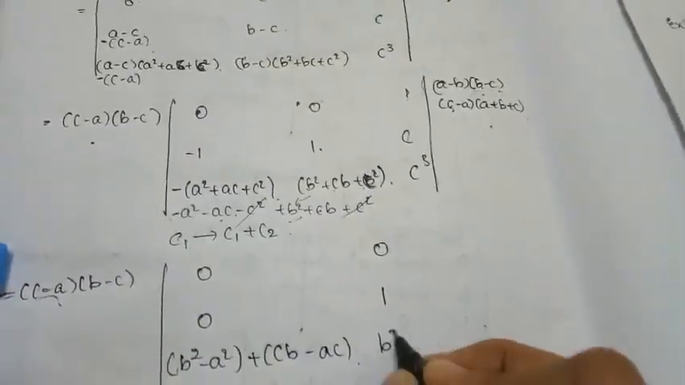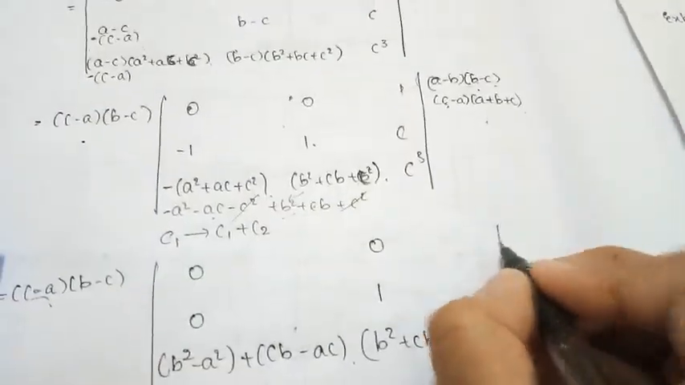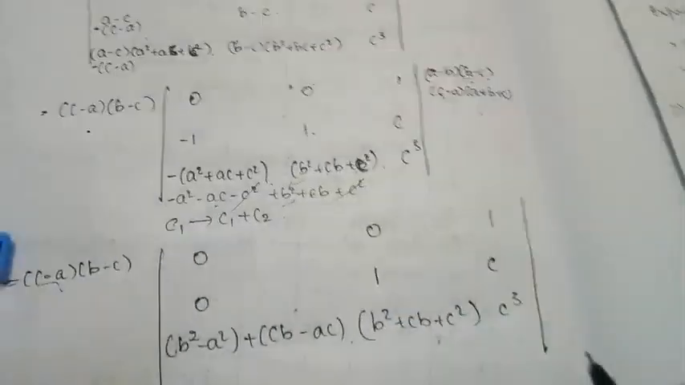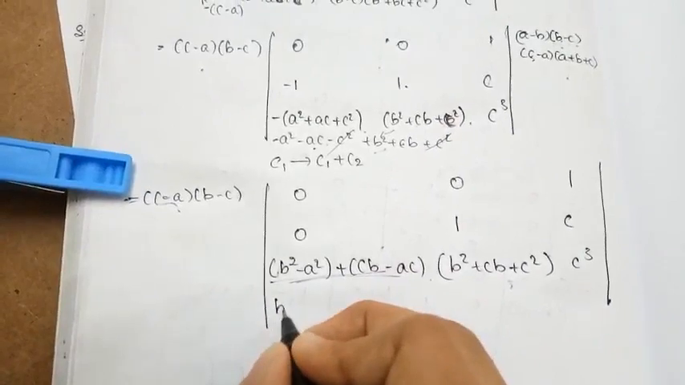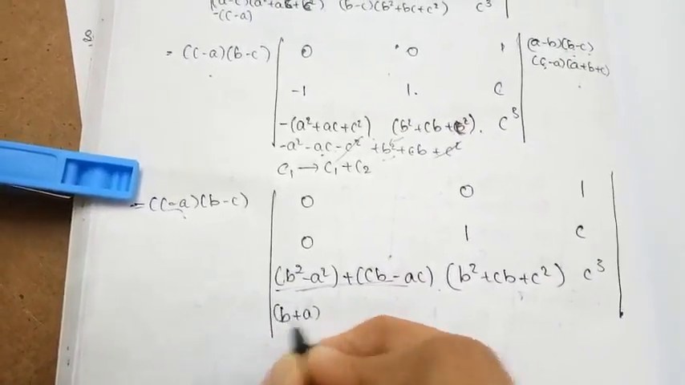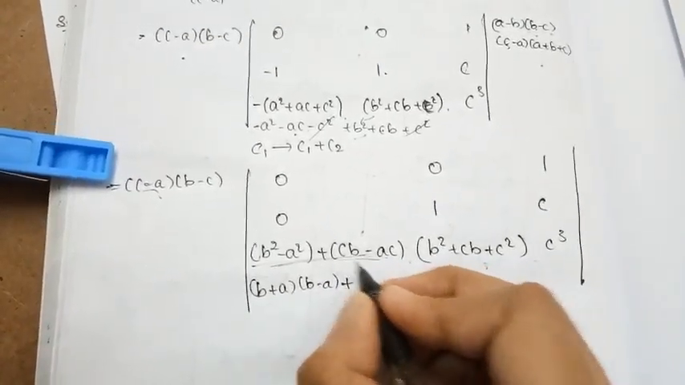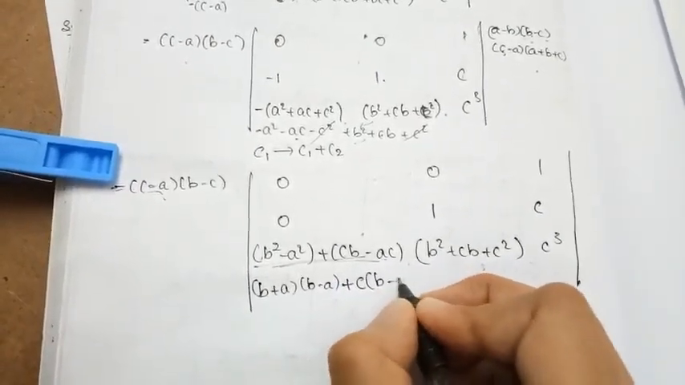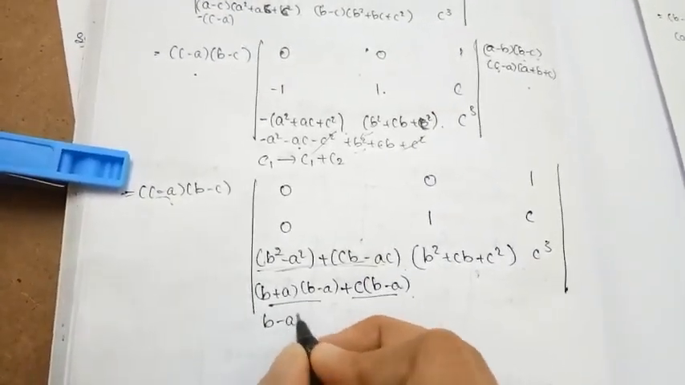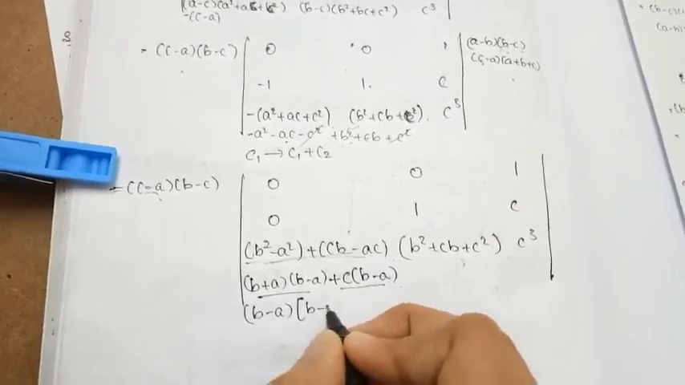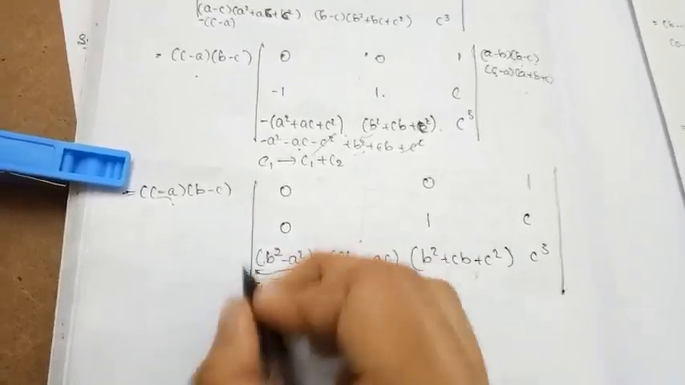It is as it is, b square plus cb plus c square, and our third column 1, c, c cube as it is. So now concentrate upon this element. b square minus a square, I can write it as b plus a into b minus a, plus what is common here, c is common, so b minus a again. So what is common in both the elements? b minus a is common. What is left out? b plus a plus c. This is the simplification part of this one.